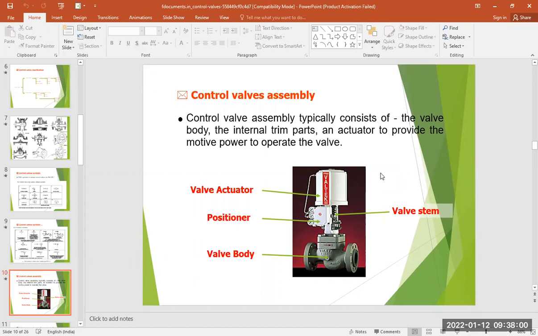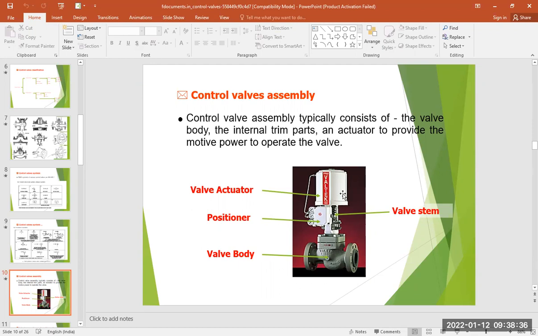Depending on the application, the control valve is made using different materials: sometimes aluminium, sometimes stainless steel, sometimes bronze, sometimes PVC, polyvinyl chloride, sometimes nickel, or other types of materials. In a control valve, there are other instruments we have to attach in this total system.